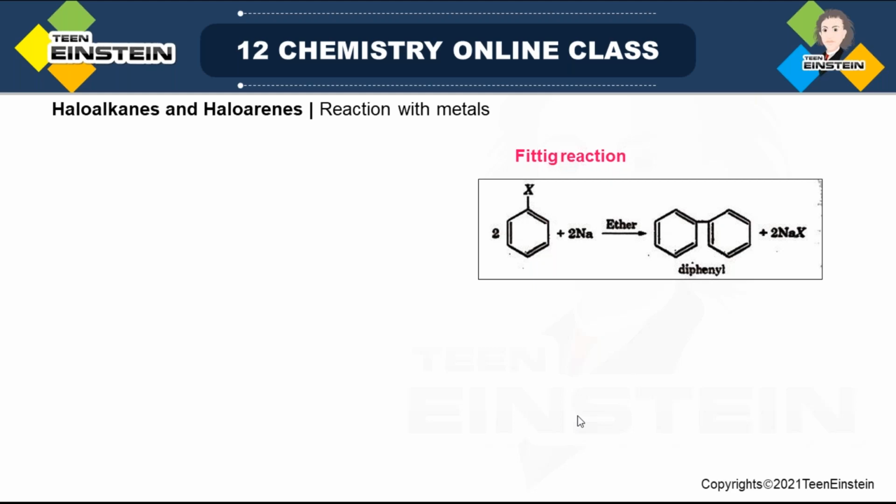The first example that you are seeing here: two molecules of haloarene taken in presence of 2 sodium, and the solvent is ether. The reaction is like this: PhX, 2 Na, another PhX. So this part is removed and there is direct Ph-Ph, these two groups are attached. This is diphenyl, also called biphenyl, and NaX is removed depending on what X you have taken.